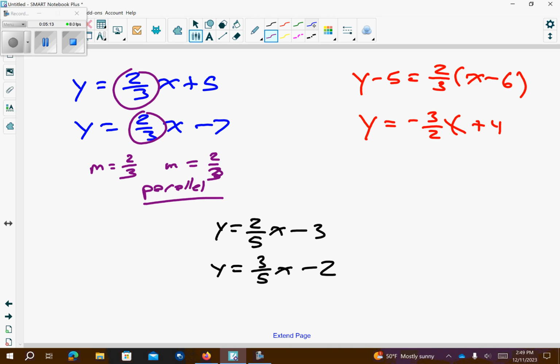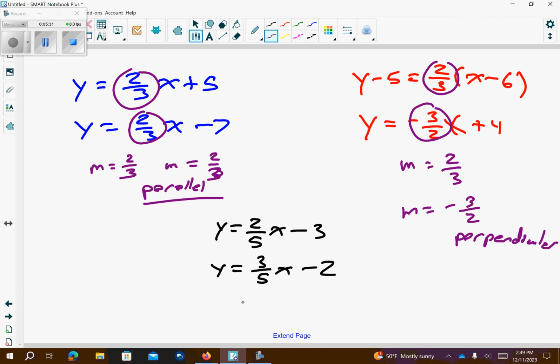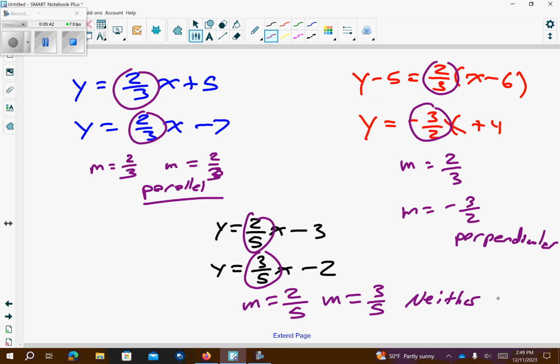Second problem in the red, this is my slope, and this is my slope. So I have a slope of 2/3, and I have another slope of -3 over 2. So they're opposite sign. One's positive, one's negative, and they're flipped over. So these are perpendicular. And then this last one, my slope is 2/5 and 3/5. They're close to the same number, but they're not. So this would be neither. Okay, they could cross each other, and that's about all you need to worry about.